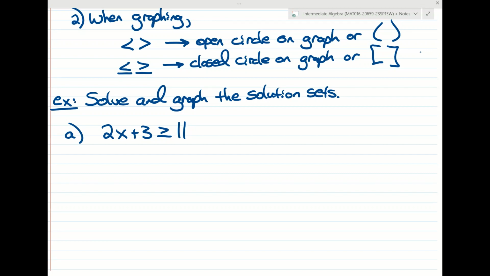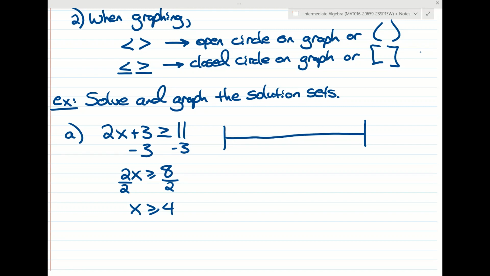So with this, we're just going to solve it like an equation. We'll subtract 3. 2x is greater than or equal to 8, and then divide by 2. Any answer greater than or equal to 4 would work for this inequality. And the way that we would graph the solution set is on the number line.